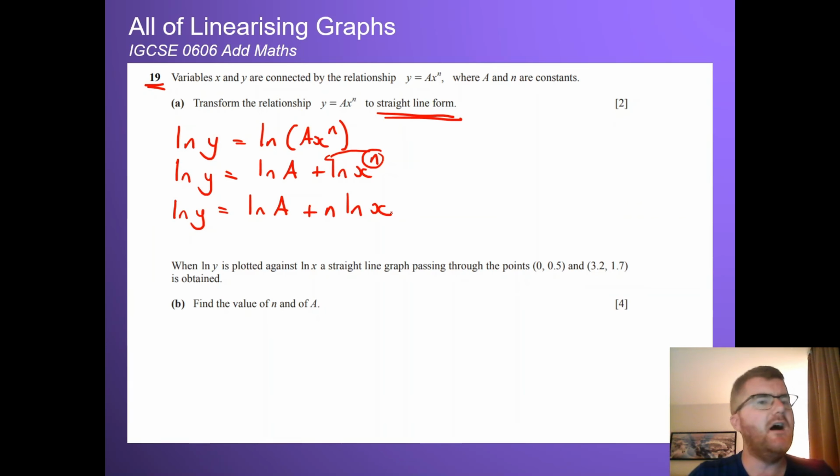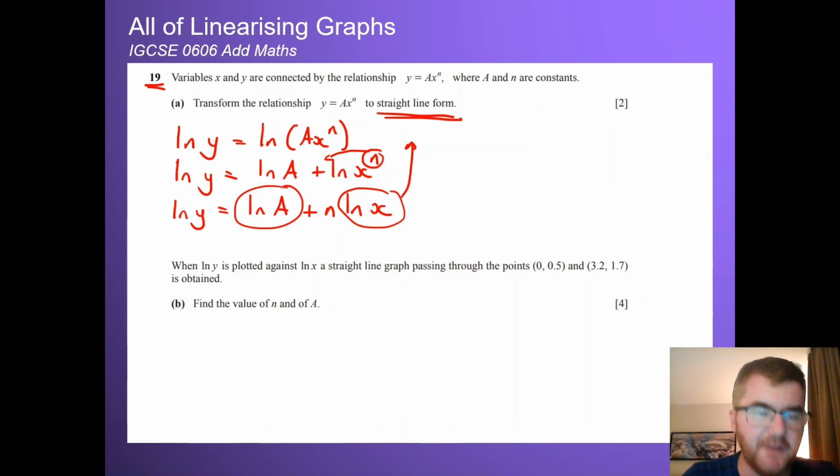So we're kind of used to working in this direction, but this question is wanting us to put it into straight line form. Notice this is in the idea of y equals mx plus c. This would be the m part, this would be the c part. So we've now written it in the way that they're looking for. And now we've got it in this form, when natural log of y is plotted against natural log of x. So we haven't seen this kind of situation so far.